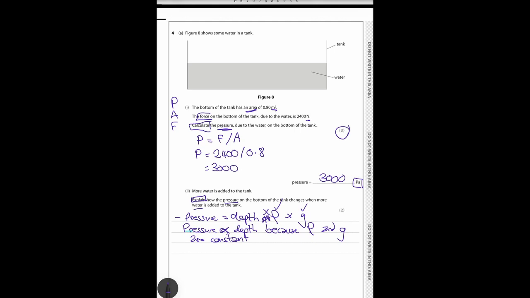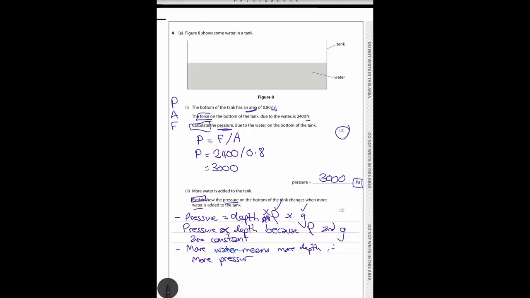Okay, so now I'm just going to try to link this to the question over here. So when more water is added, more water means more depth, which means more pressure, therefore more pressure. Now, I'm happy that this is going to be the full marks of the question, because I've done everything that I can.